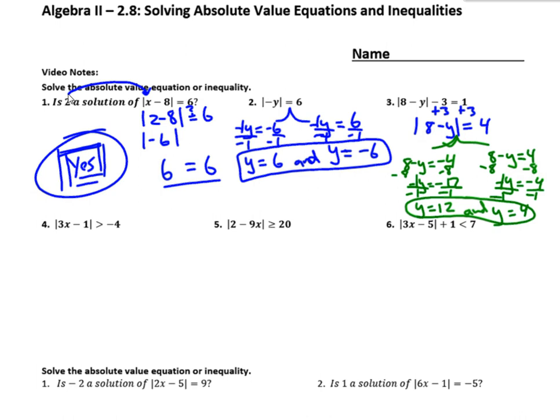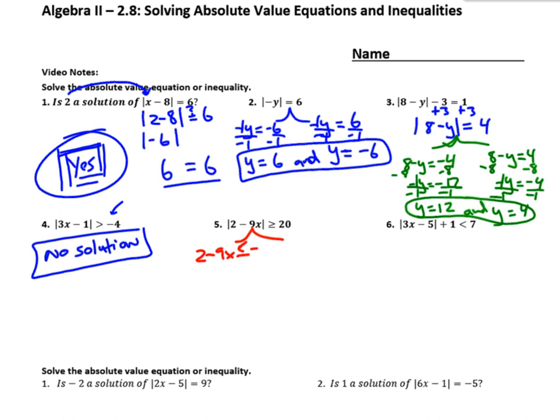Number 4, we're looking at an equation here. The absolute value is by itself, but the problem is that it's equal to a negative number. That's perfect, because that allows me to do nothing, because I can't take an absolute value and have it come out to be negative. That's a no solution problem. Number 5, though, absolute value is by itself, and it's not a negative number, so I actually have to solve this one. 2 minus 9x. I'm going to do the negative side over here, so I'm going to switch the inequality, and then 2 minus 9x greater than or equal to that positive 20.